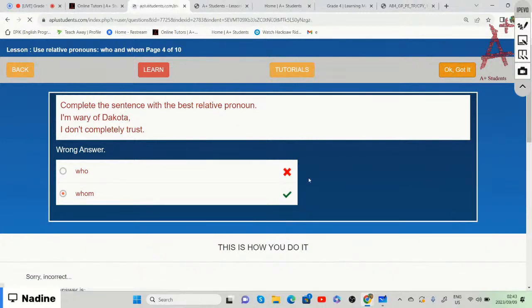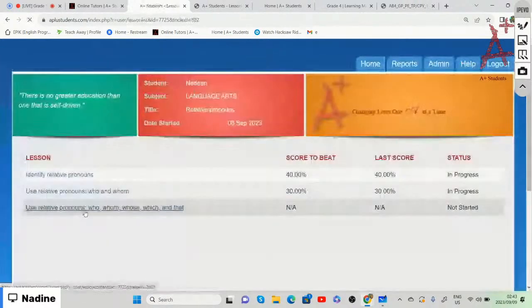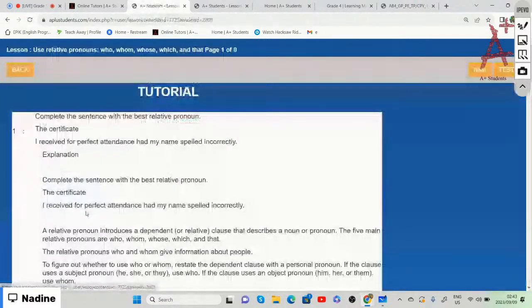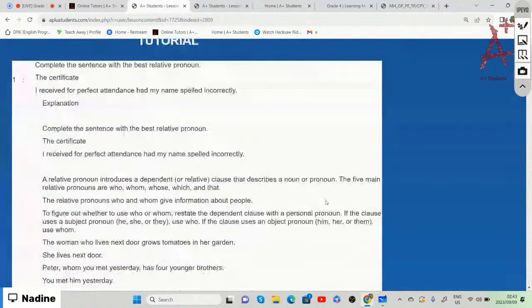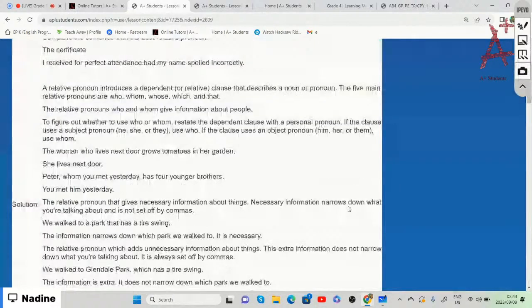All right, so let's go back and do the last one. We're going to use the relative pronouns who, whom, whose, which, and that. We said a relative pronoun introduces a dependent clause that describes a noun or a pronoun. The five main relative pronouns are who, whom, whose, which, and that. Who and whom give us information about people.